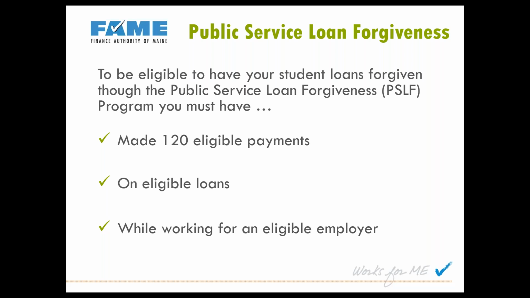This is the trifecta. You must make 120 eligible payments. Now, what does that mean? Eligible payments are paid on time, so you can't be late, paid in full, in the right repayment plan. I'm going to go into that. And any payments made after October 1st, 2007, that's an eligible payment. Bam, that's going to count towards that 120.